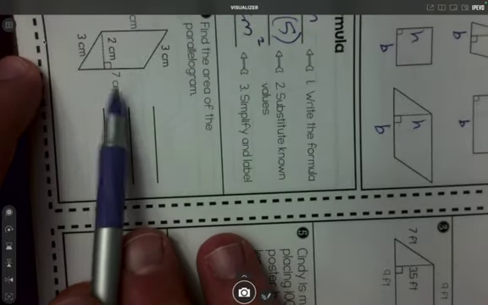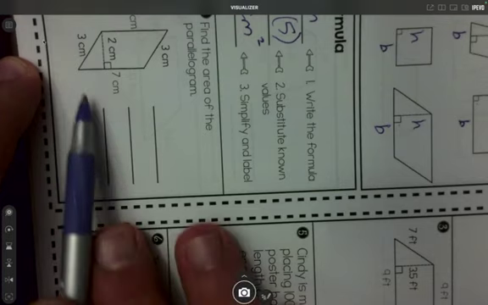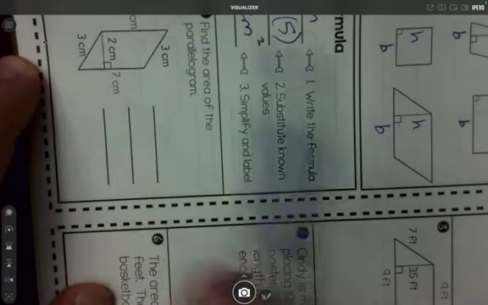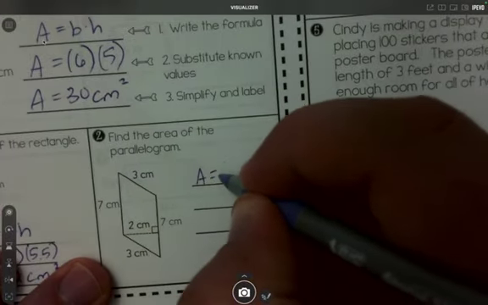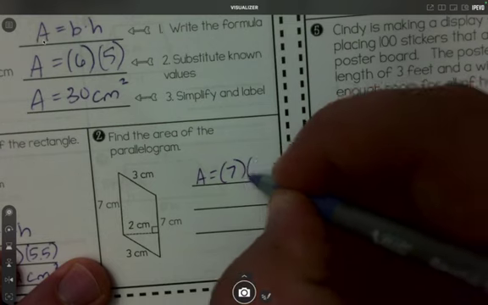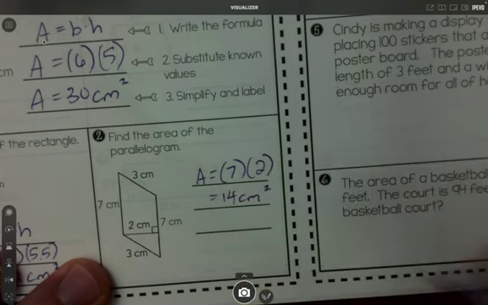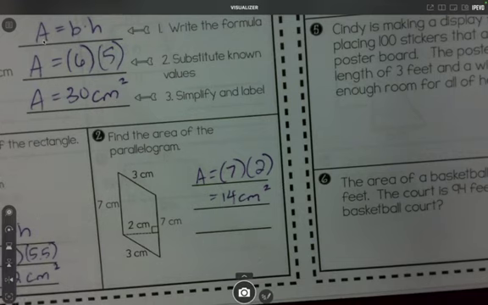So if you look at it this way, you can tell 7 is the base and 2 is the height. Because when you turn it this way, that's the bottom and that's the height. So we'll write area equals the base 7 times the height 2 and get 14 square centimeters. Okay, I think that's enough parallelograms. I think you get the picture now. So next up, we'll do triangles.